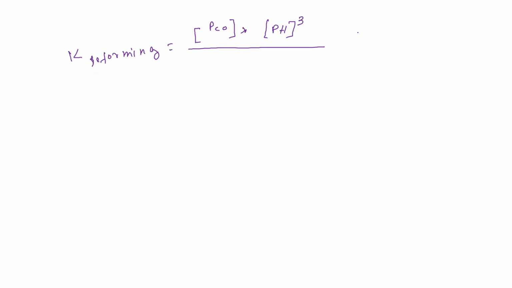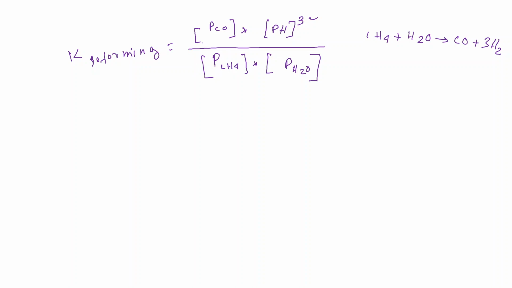It is to the power 3 because in the SMR reaction we know that CH4 plus H2O equals CO plus 3 H2. That's why the 3 is the power. And for the reactants, the partial pressure of CH4 multiplied by the partial pressure of H2O.